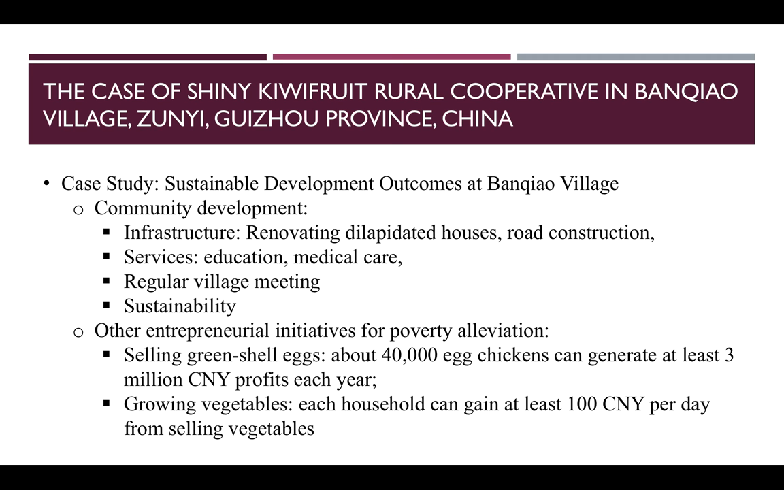The village also involves other entrepreneurial initiatives for poverty alleviation, as I've mentioned before. Besides selling kiwi fruits, villagers also develop industries of selling eggs and selling vegetables, from which they generate substantial economic income.